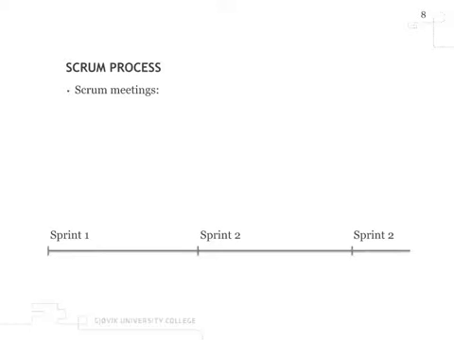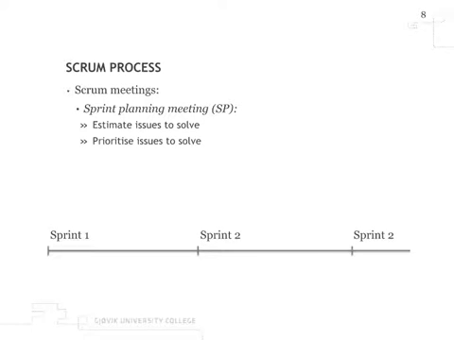Okay, Scrum process. You have Scrum meetings. In the start of a sprint, a planning meeting. Start of sprint 1, in the start of sprint 2. That's sprint 3, not sprint 2. You estimate issues to solve. You prioritize issues to solve.